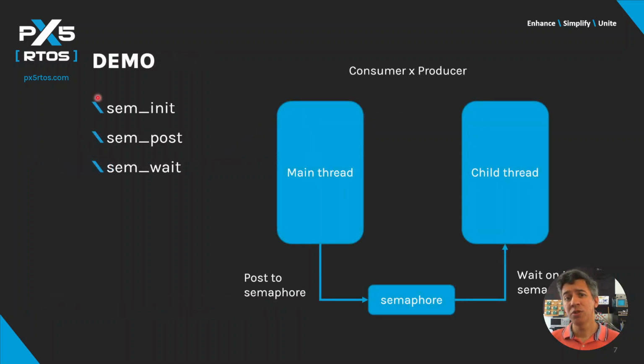In the samples we'll be showing today, there are 2 threads working in a consumer-producer arrangement. Main thread will create and post to the semaphore, while child thread will be waiting on the semaphore and taking from it once it's available. Let's see these APIs in action.